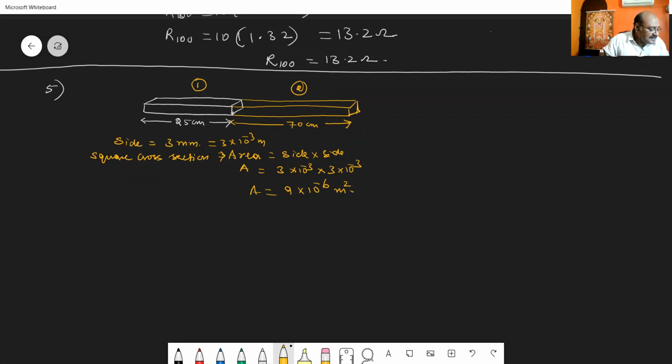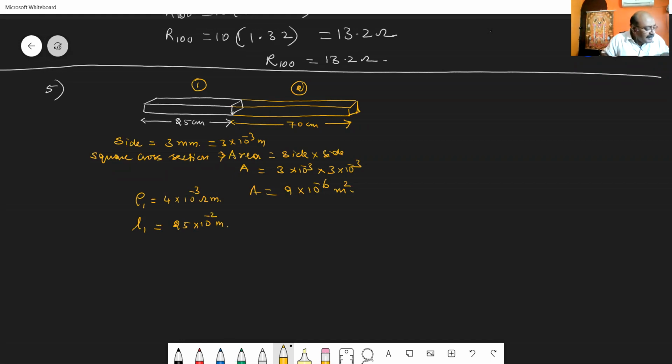Then the resistivity of the first material. Resistivity of the first material, I am taking it as rho 1, which is 4 into 10 to the power of minus 3 ohm meter. And its length L1 is taken to be 25 centimeter, so 25 into 10 to the power of minus 2 meter.